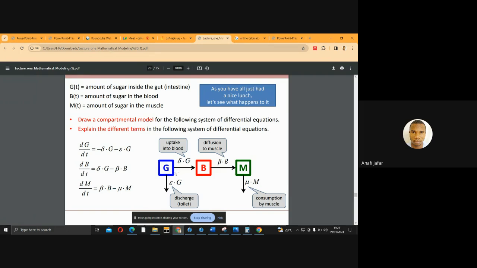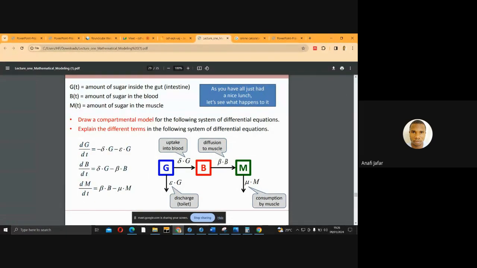That is right. As we say, what is going out is negative. That is why here you see a negative. Here is going out, a negative. Here is coming into the blood, that's why you see a positive here. So here is going out of the blood, that's why you see a negative here. Then here is coming out to the muscle, that's why here you see a positive.